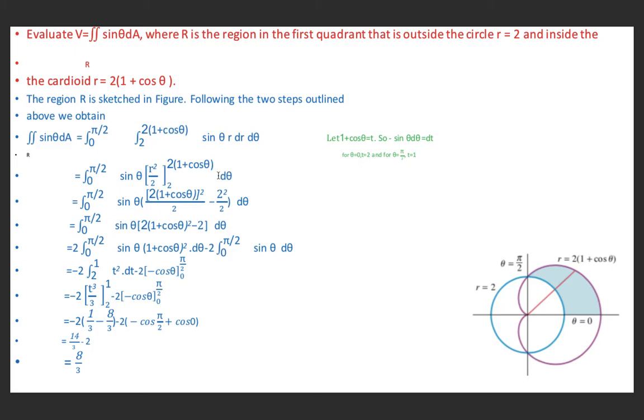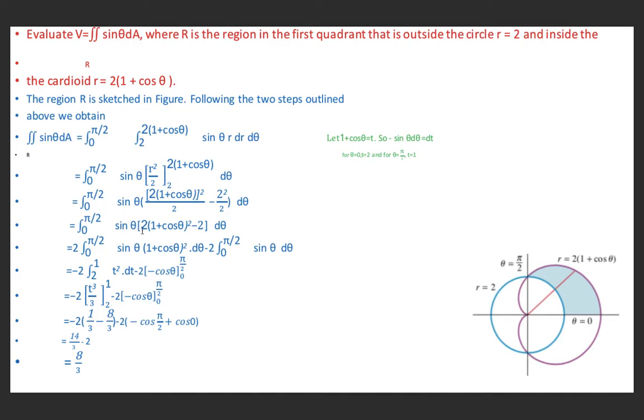Now substitute the upper limit minus substitute the lower limit. So r square means 2 into (1 plus cos theta) whole square upon 2, minus the lower limit 2 square upon 2. Substitute in place of r. Now 2 square means 4, so 4 upon 2 is 2. So this is 2 into (1 plus cos theta) whole square minus 4 upon 2, which is 2. So this is 2 into (1 plus cos theta) whole square minus 2.